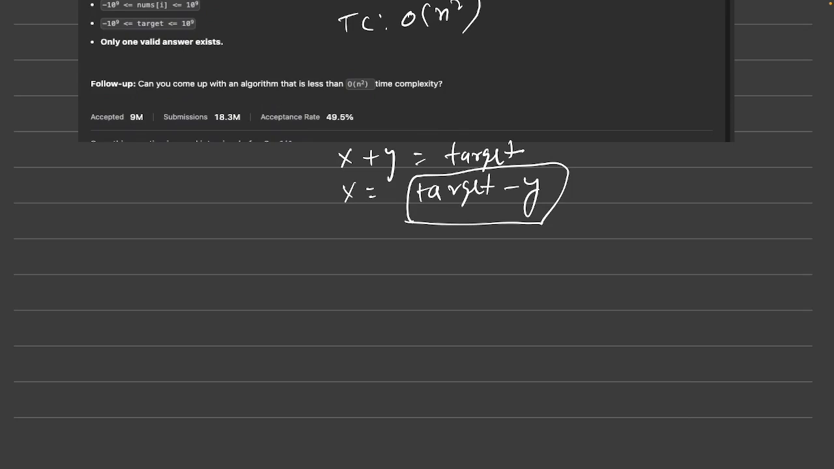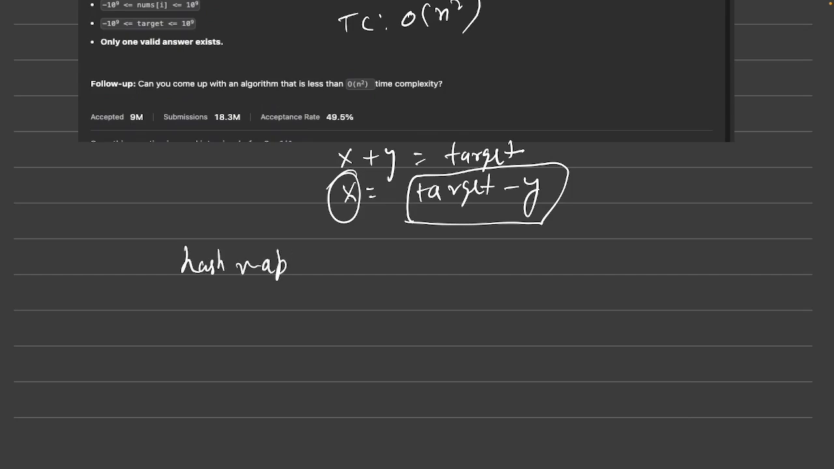If we can find this element inside my array, then we can say that we have found a pair. But if we do a normal lookup in the array, it's again going to be order of n square. So we need to find some data structure in which we can do an order of 1 lookup. What data structure do we have? We have a hash map, which can be used for order of 1 lookup.